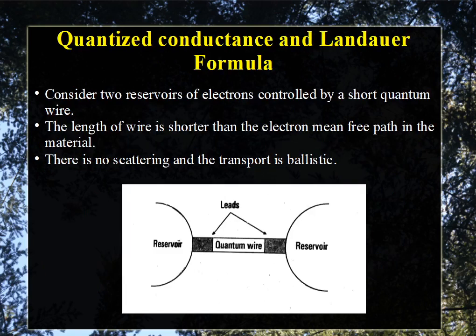So here consider two reservoirs, extreme left and extreme right. There is a collection of electrons. This is represented as a reservoir, a semiconductor shield. Reservoir 1 here, reservoir 2 here. These are connected by a bridge, a conducting path. That bridge is nothing but a quantum wire.